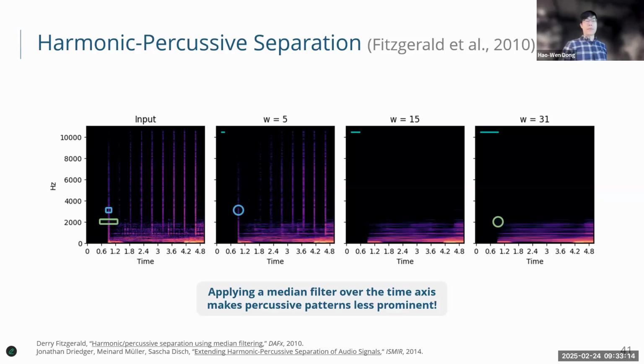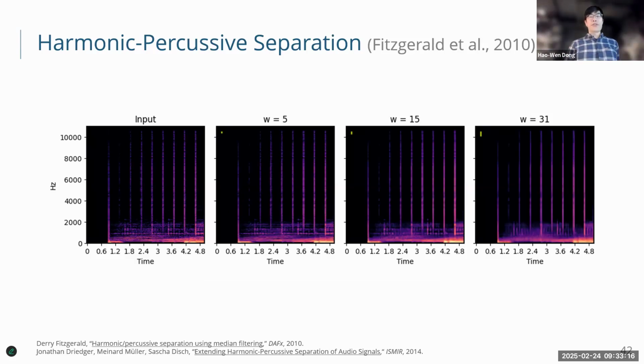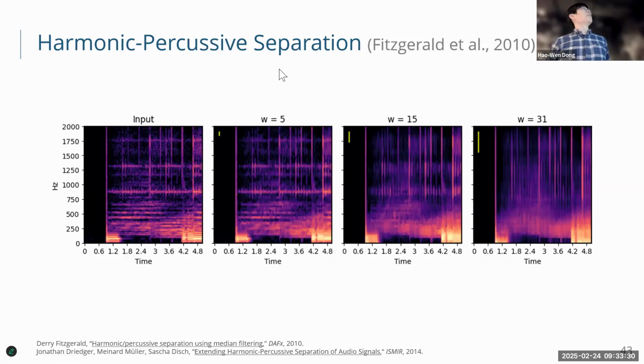So keep it in mind. And now we can do the same thing on the vertical side. If we apply a vertical filter to it, this is much harder to see because there are too many higher frequency components. If you zoom in to the lower frequency part, then you can see those harmonic patterns here.